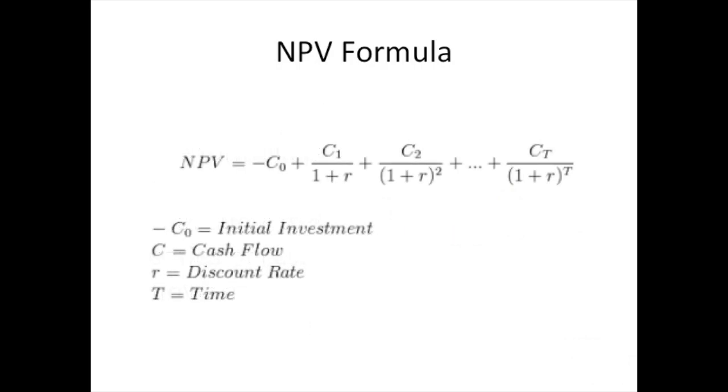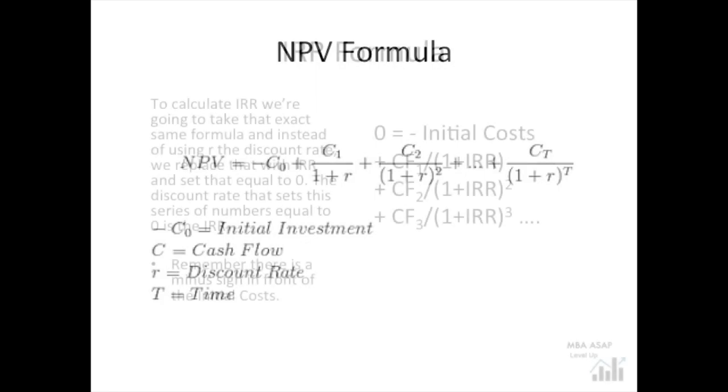So the NPV equals the initial costs plus the cash flow in year 1 divided by 1 plus the interest rate, the cash flow in year 2 divided by 1 plus the interest rate squared, the cash flow in year 3 divided by 1 plus the interest rate to the third power, and on and on. That's the formula for NPV.